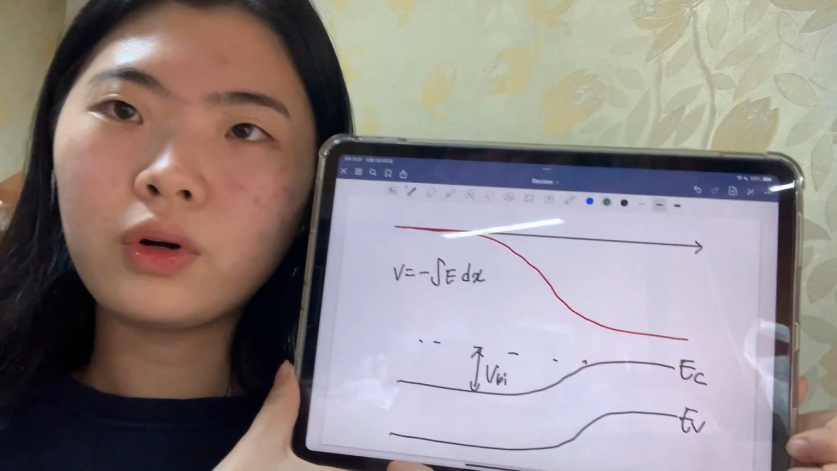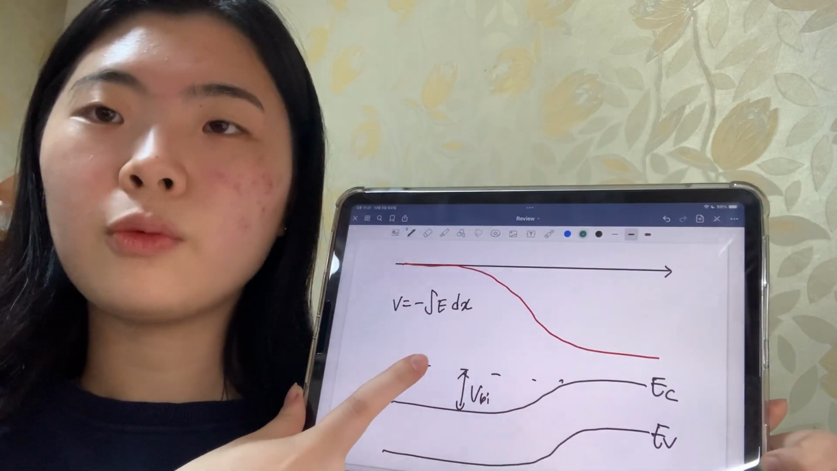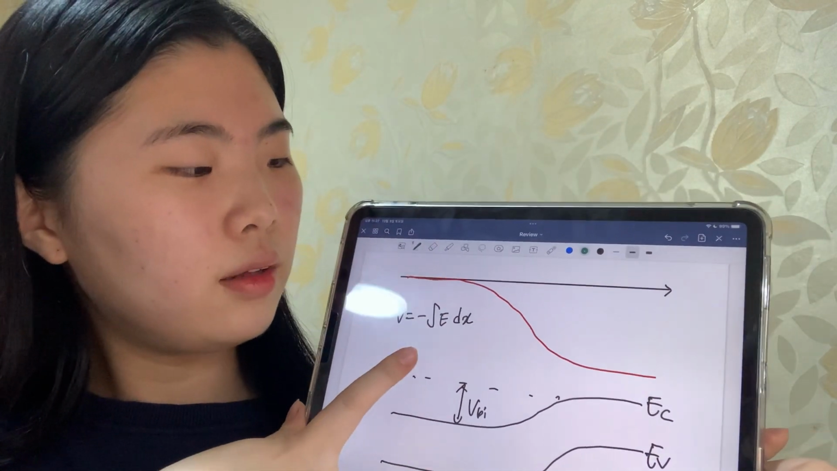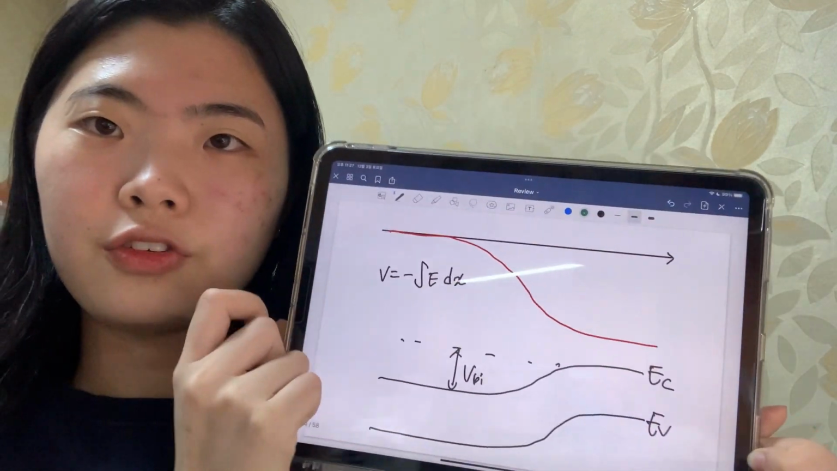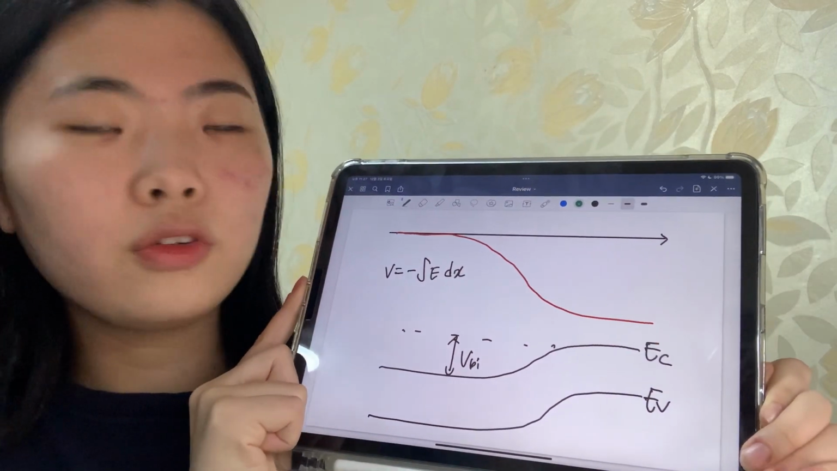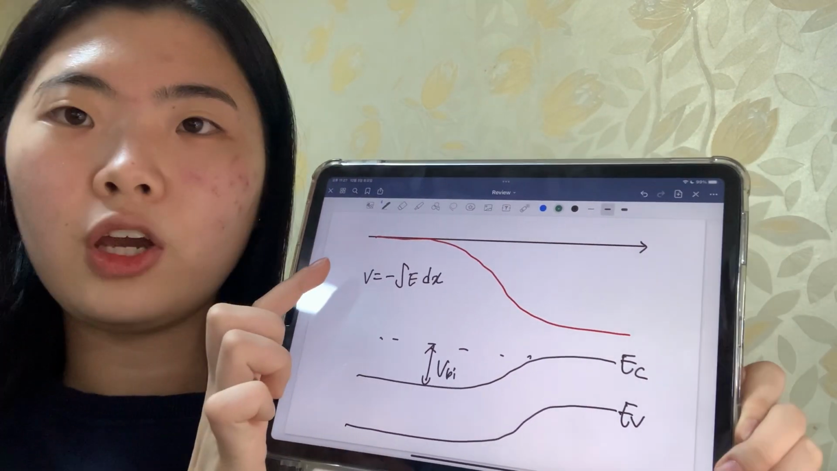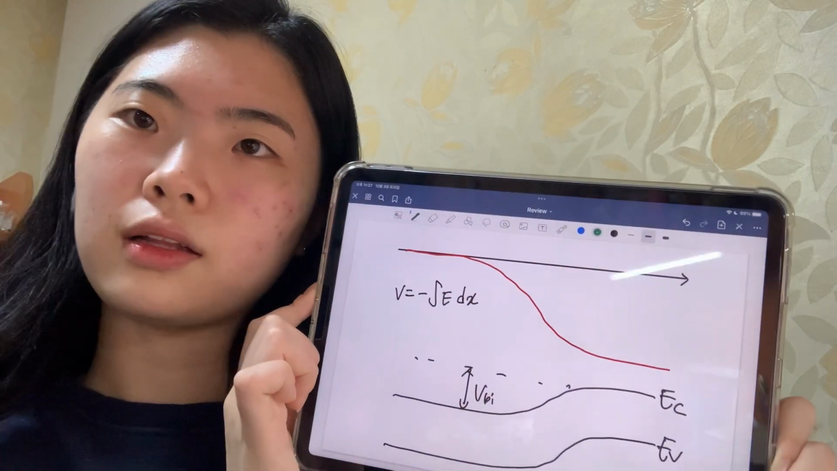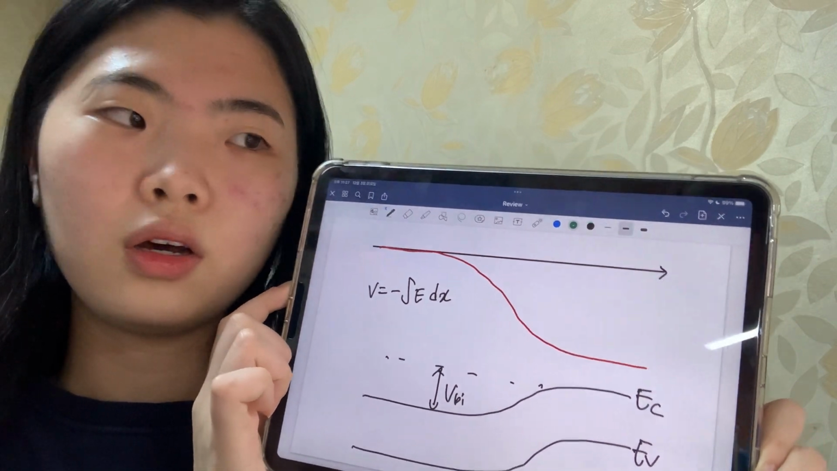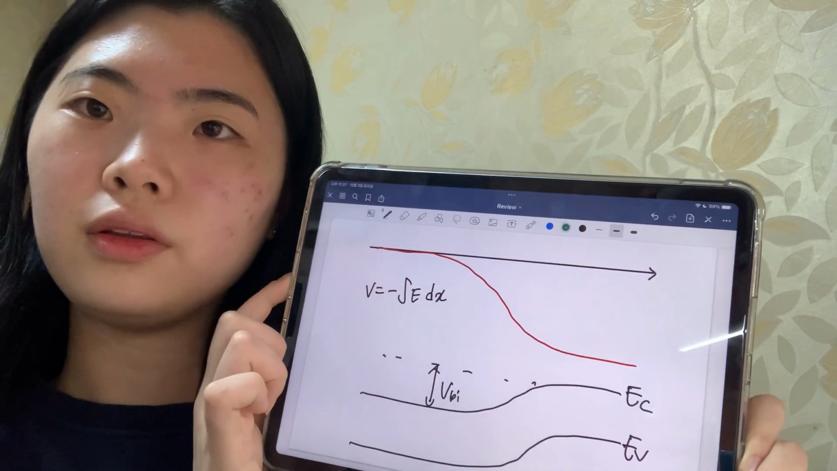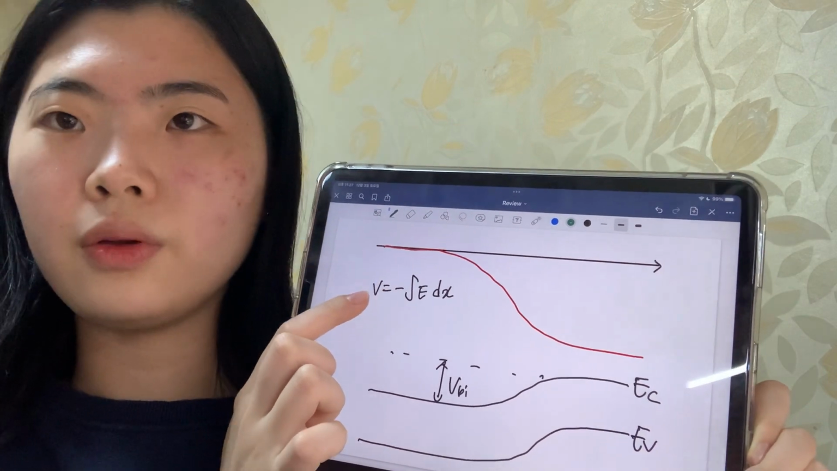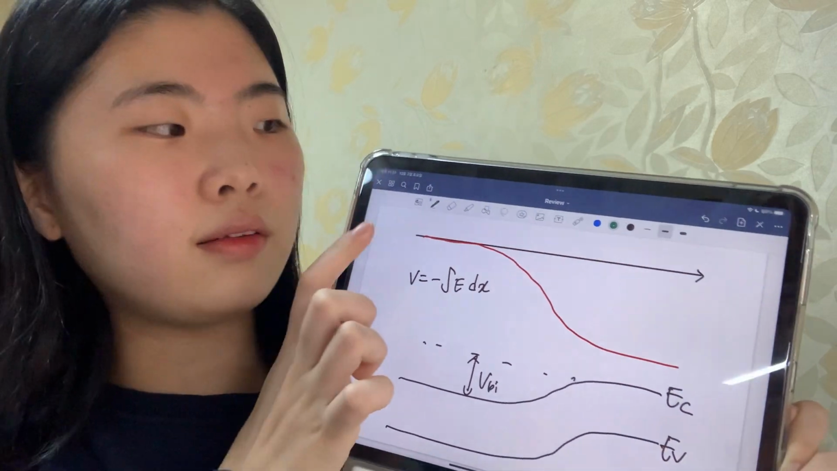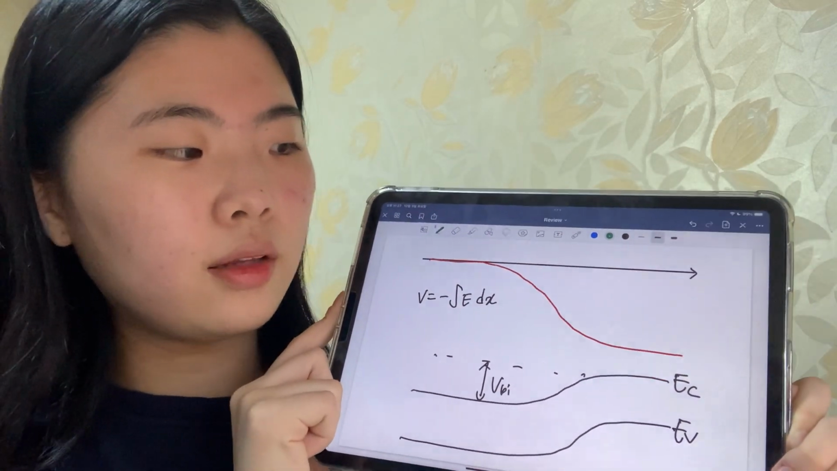Then integrate one more time that electric field graph. This is the potential energy graph. We can draw a graph based on this equation. After we integrate the electric field, we should multiply by minus, so the potential energy should have a negative value like this. This is x0.